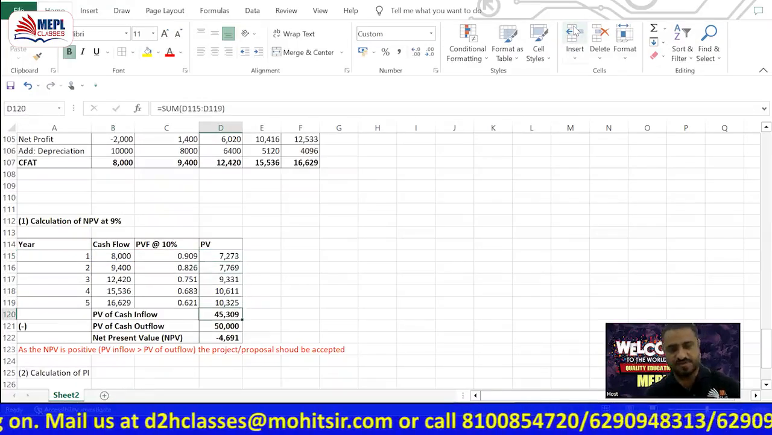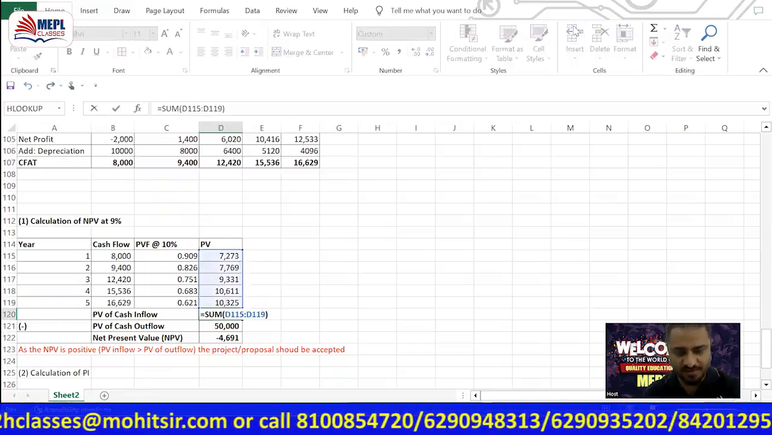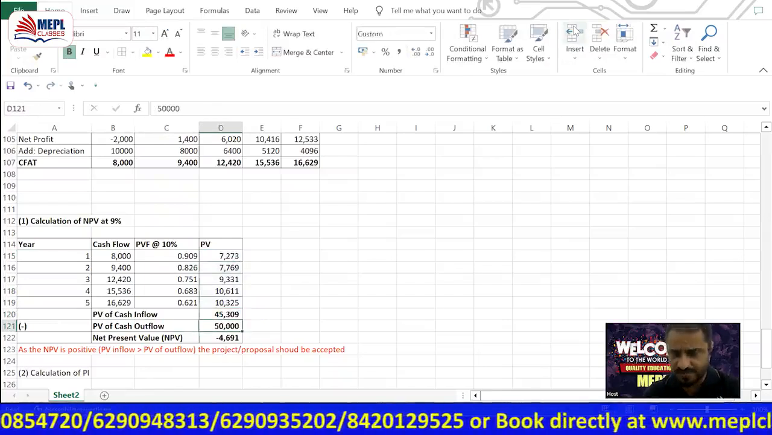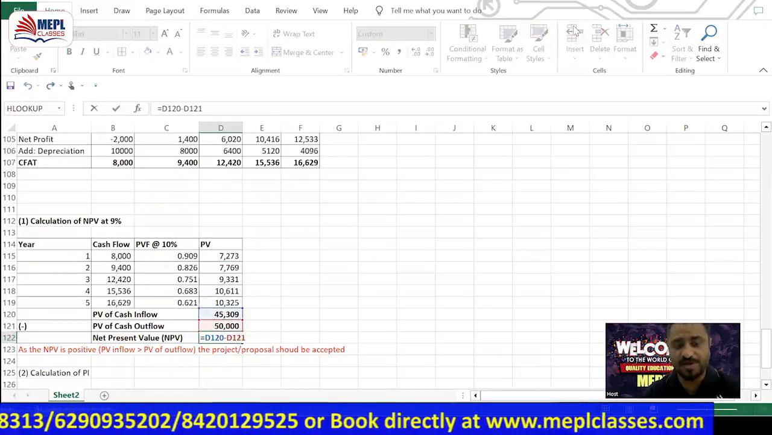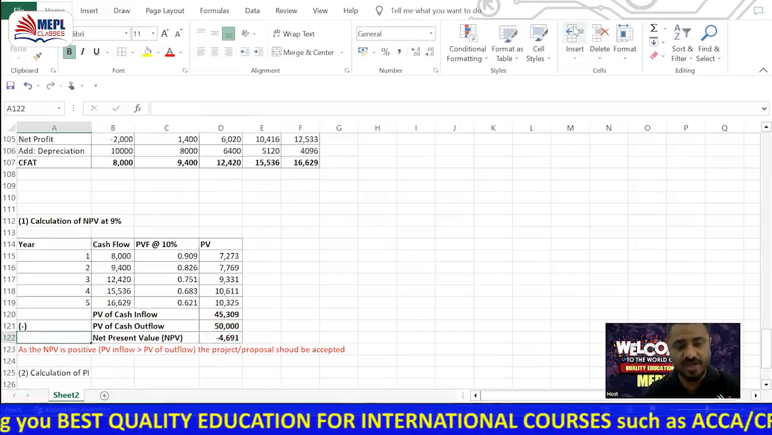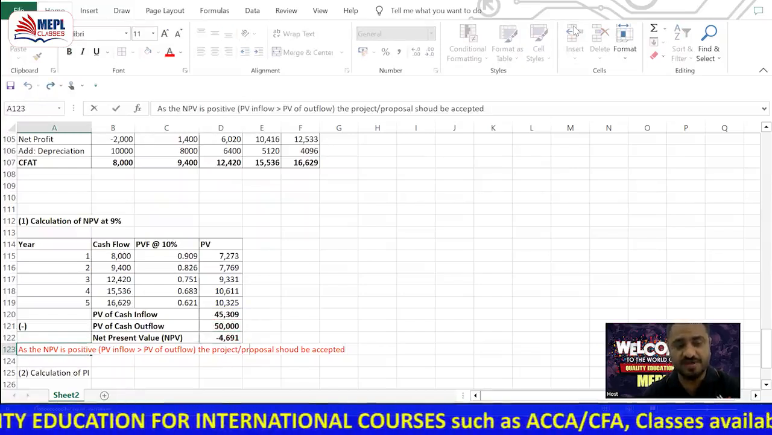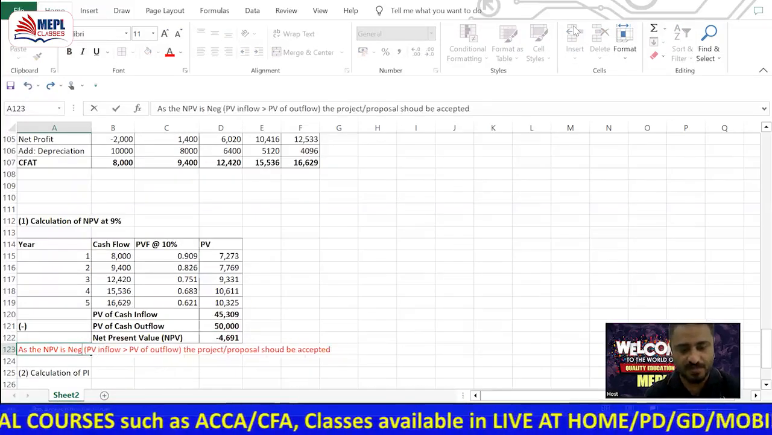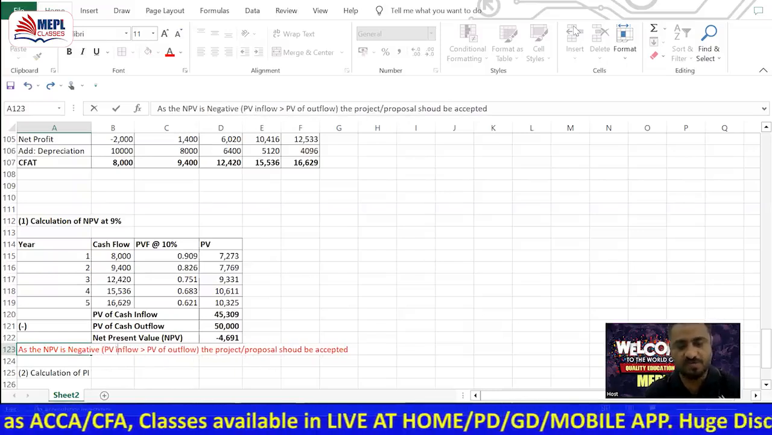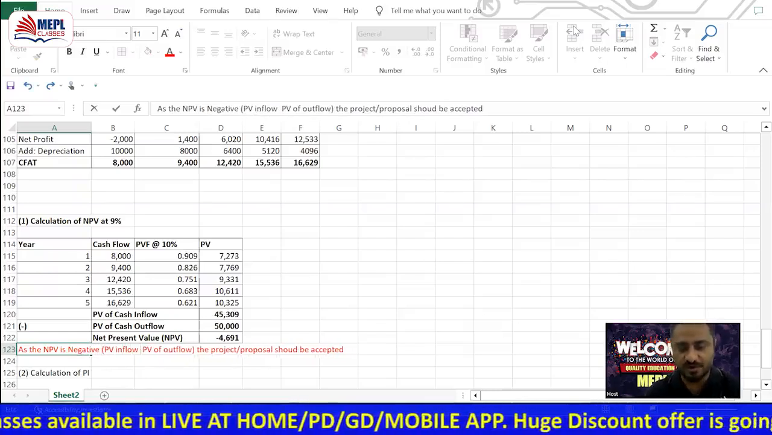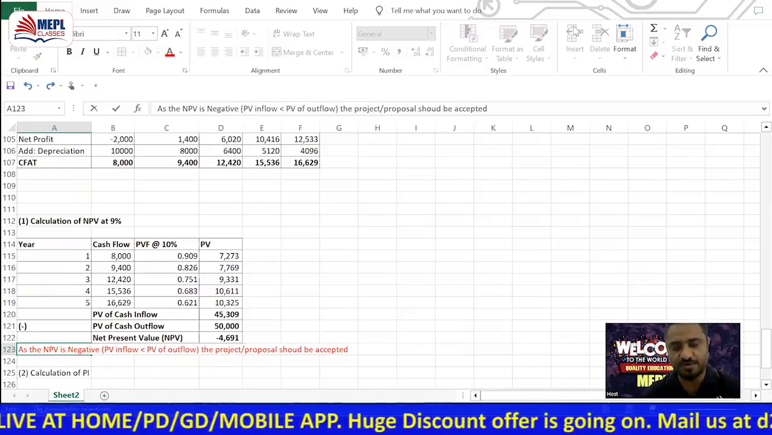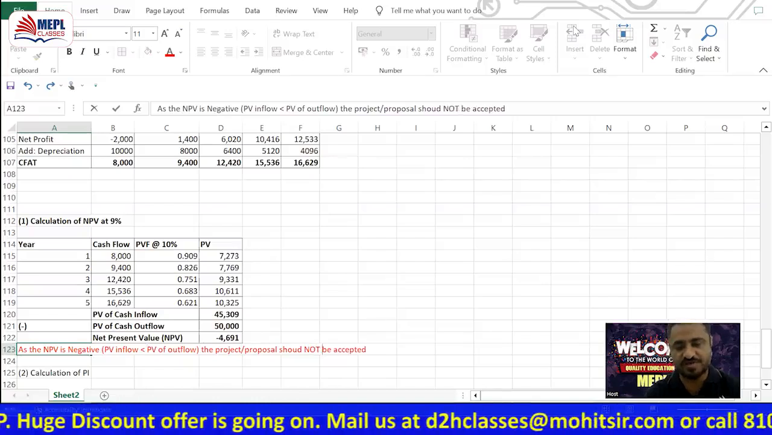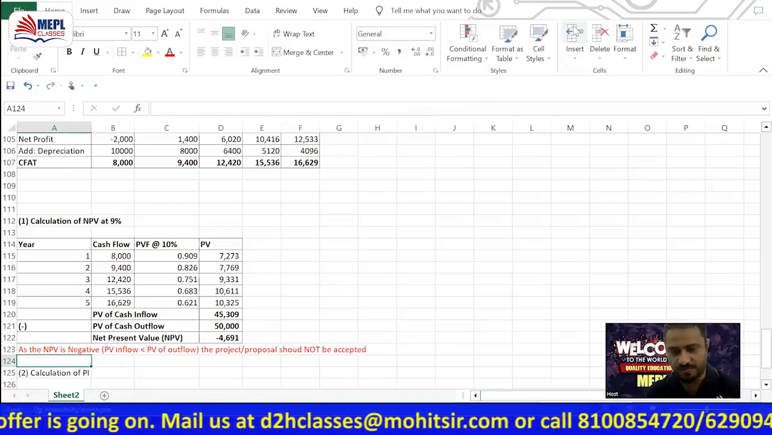So here we have the present value of cash inflow as 45,000. Present value of outflow is 50,000. So our net present value is negative, and our comment will be that the NPV is negative. Why is it negative? Because present value of inflow is now less than the present value of outflow. The project or proposal should not be accepted, or it is not worthwhile to do so.